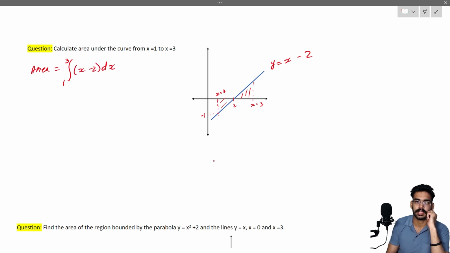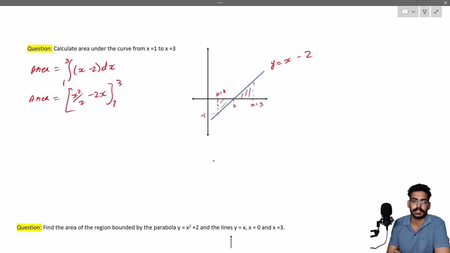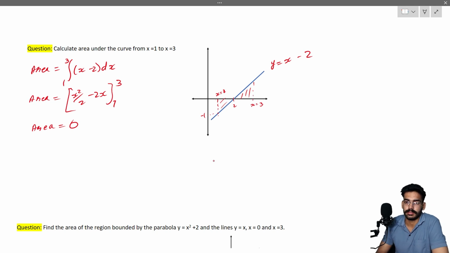If you solve, it equals x square by 2 minus 2x, from 1 to 3. Now if you get this value, you will find this is going to come 0. Why is it coming 0? You have to understand this. When you integrate from 1 to 2, you are going to get a negative value. And when you solve from 2 to 3, you are going to get a positive value.